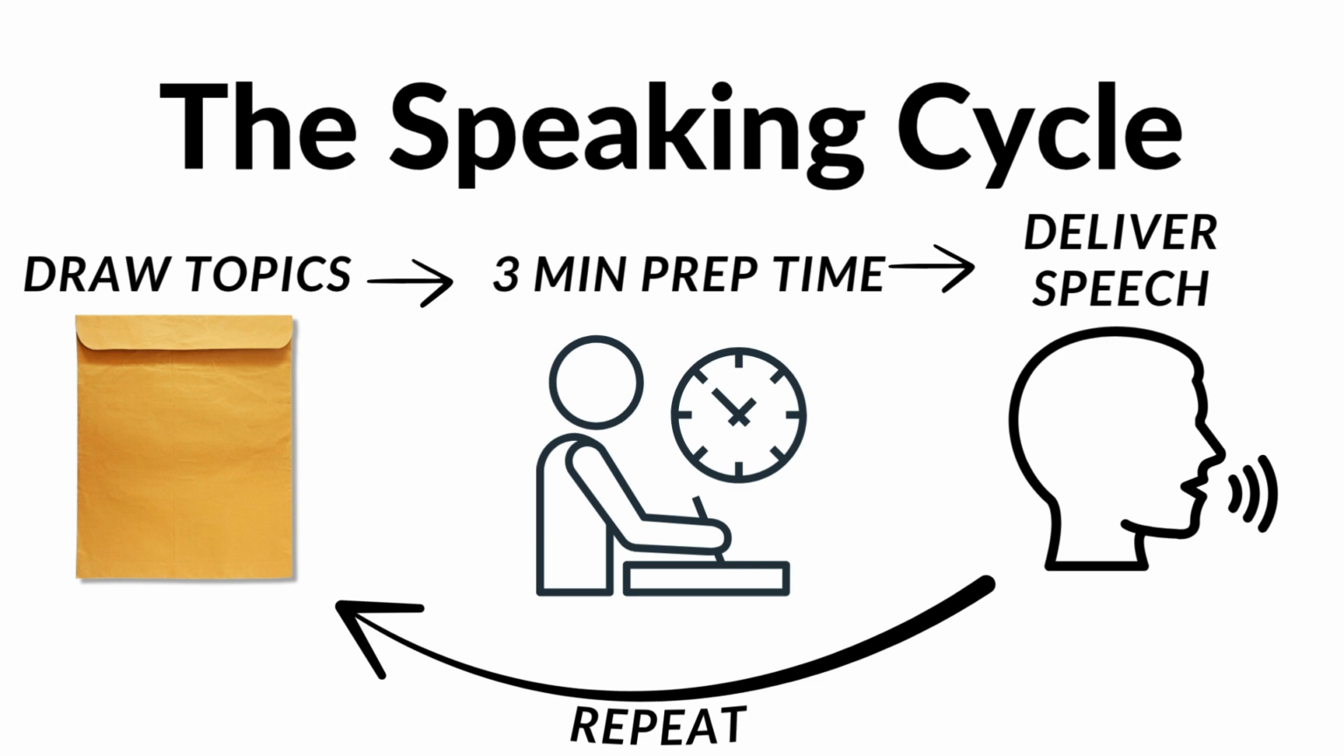Each student will go through the same 3-step cycle. First, they draw 3 topics and select one. Second, they have 3 minutes to prepare at the prep table using blank paper. Third, they deliver their speech, up to 5 minutes long. Once a student is done, you'll repeat the cycle with the next speaker until all have presented. Next, we'll cover each step in more detail, starting with the draw topic step.